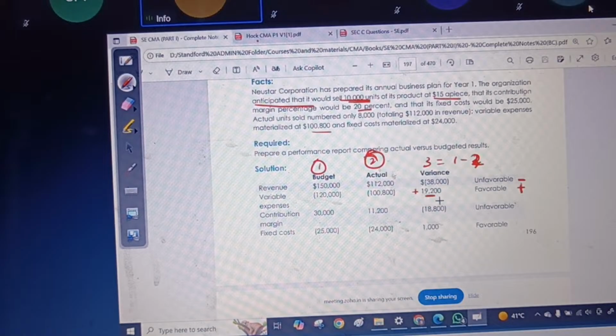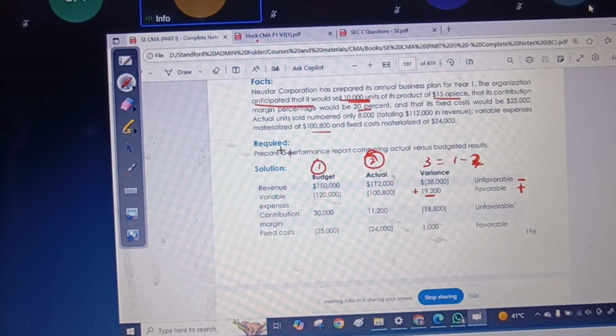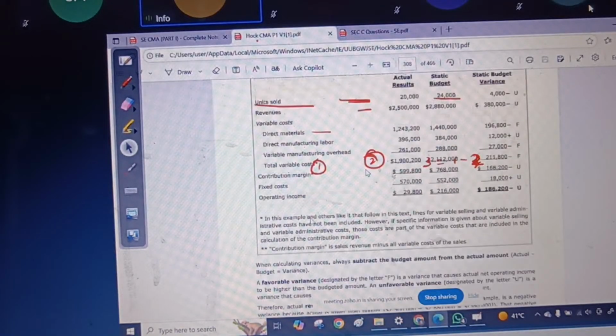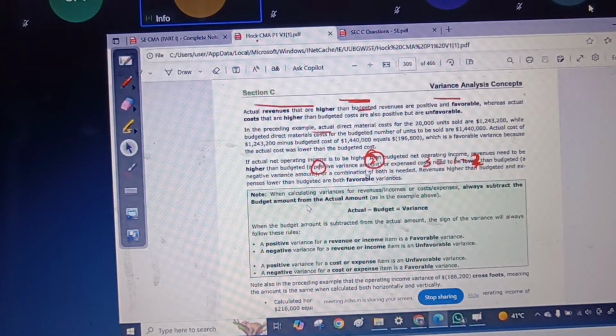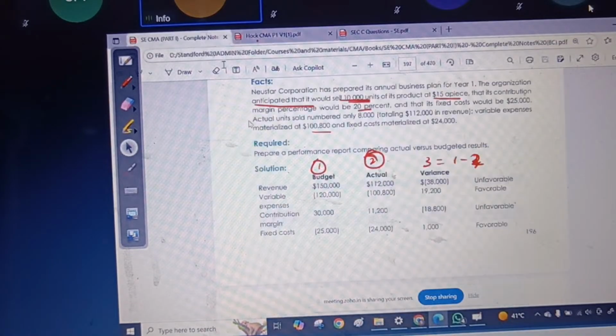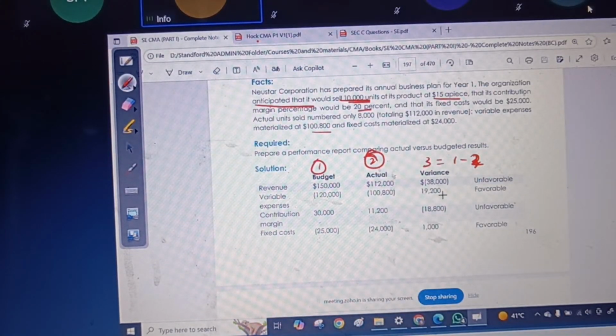So if you look at revenue and cost, for revenue, unfavorable will be negative. For expenses, will unfavorable be positive or negative? This is cost, right? Once again, let's go back. Okay, it's my bad. This will be negative and this will be negative.